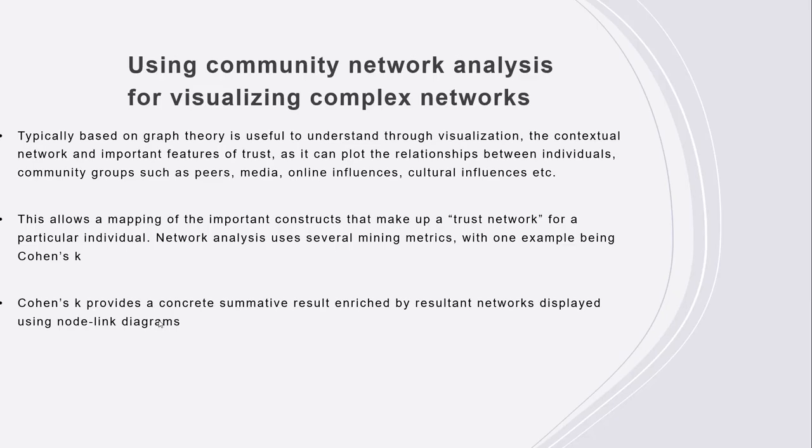We've only got 8 minutes, so we can't really go into those reasons in a lot of detail. Now, using community networks for visualization, complex networks are typically based on graph theory, as we understand, and we can model things using these community networks for various peers, media, online influences, and cultural influences. This obviously uses Cohen's K and builds a network of edges and nodes, as some of you might be familiar with. This, I believe, can be really, really useful.